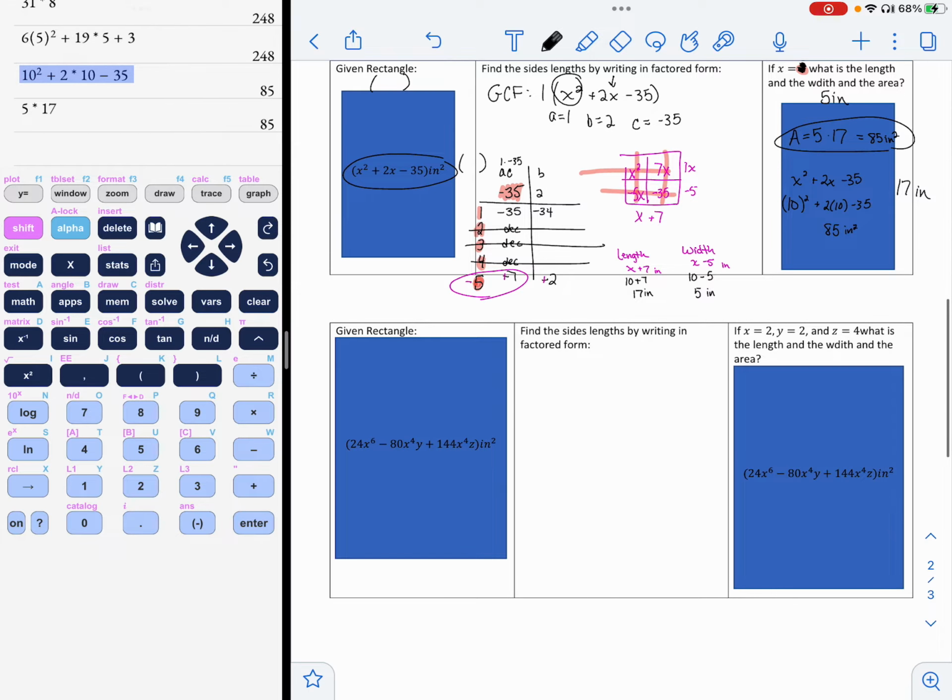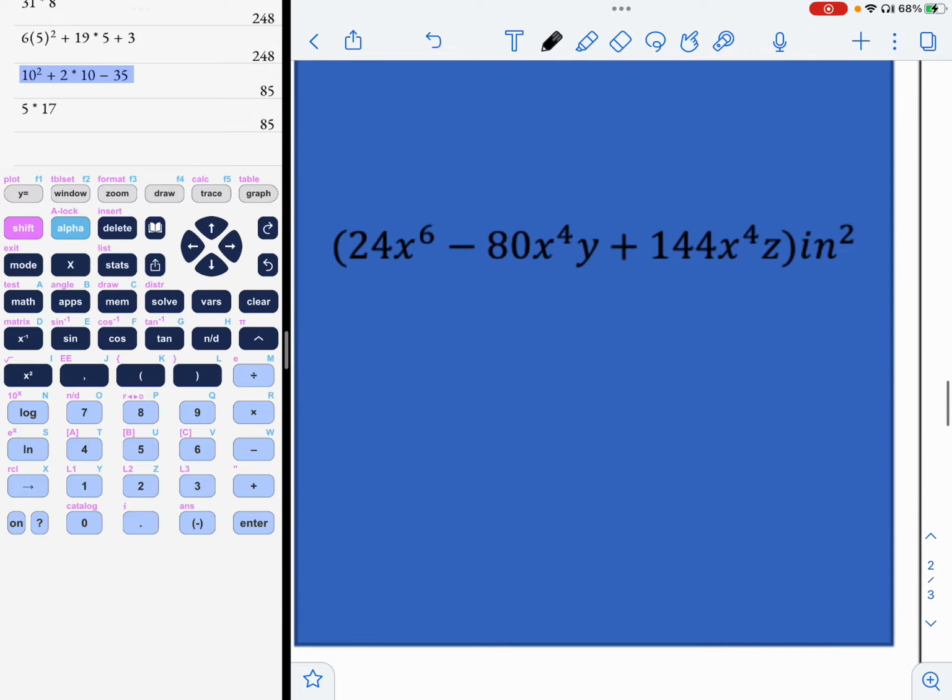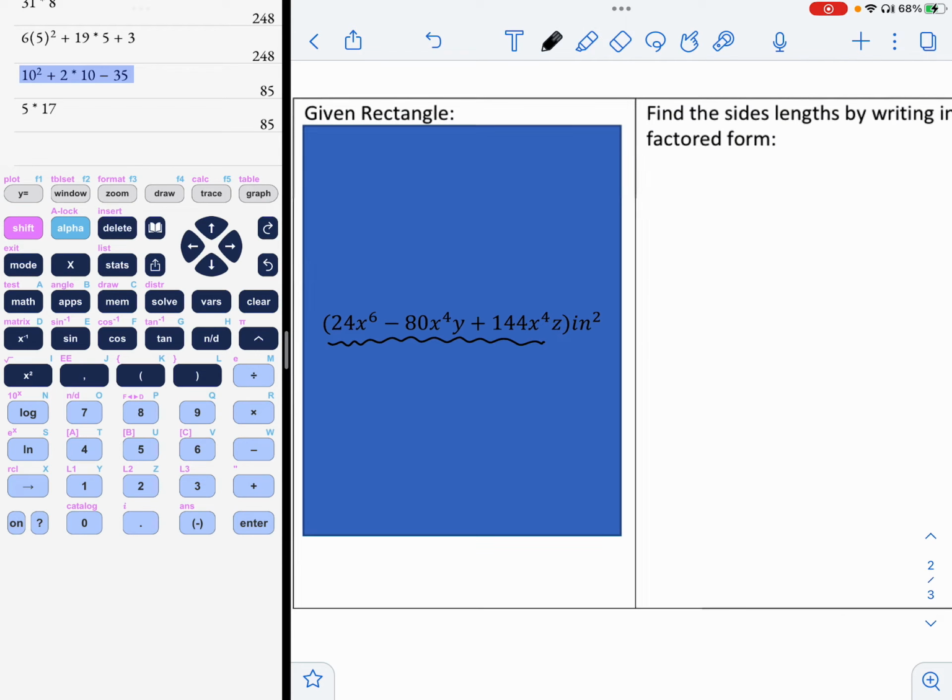So we have this given rectangle here. Holy cow, this is a hot mess. Let's see, 1, 2, 3 terms, so it could potentially be a box. I need to write it in its factored form so that I can find two separate items that were multiplied together, so I can get an item for up here and an item here.